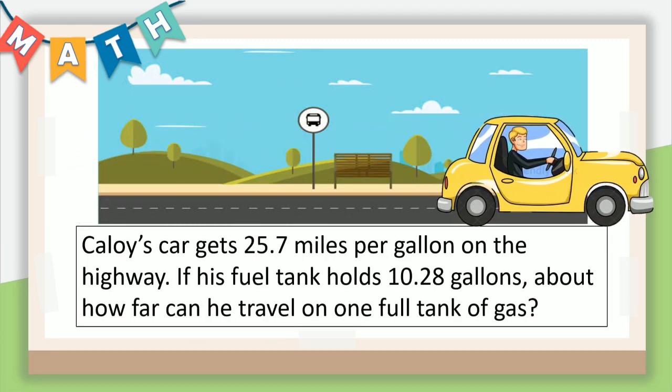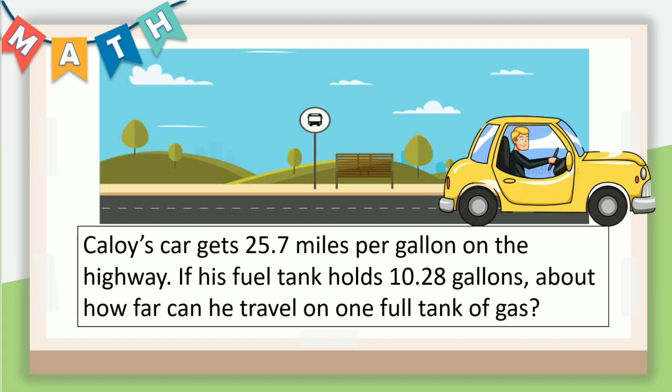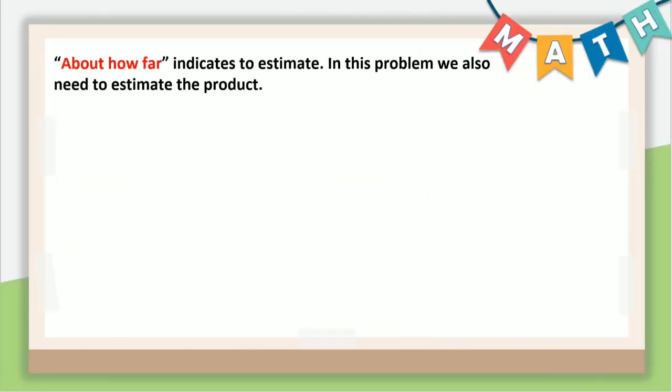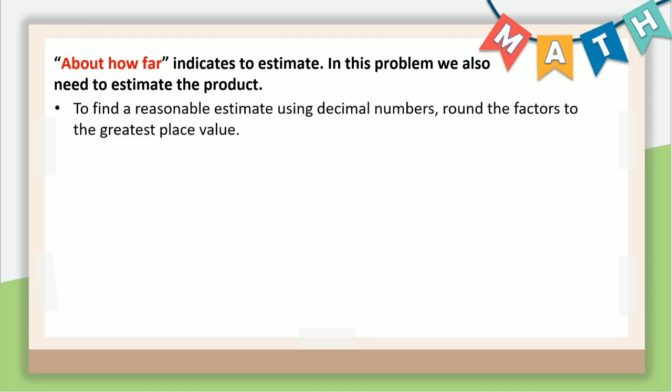Let us solve another problem. Kaloy's car gets 25.7 miles per gallon on the highway. If his fuel tank holds 10.28 gallons, about how far can he travel on one full tank of gas? About how far indicates to estimate. In this problem, we also need to estimate the product. To find a reasonable estimate using decimal numbers, round the factors to the greatest place value.